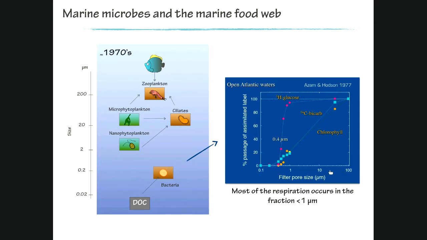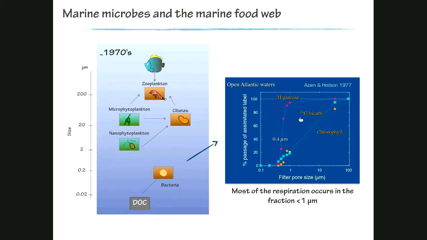This plot is a bit complicated, but here what you can see is the pore size of a filter. So 100 micrometers, 10 micrometers, 1 micrometer. This means that when you filter water through this pore, whatever is smaller than this size goes through the filter, and whatever is larger is retained in the filter. So what we have to look at are the pink dots here, which is the percentage of radiolabeled glucose that goes through each of these filters.